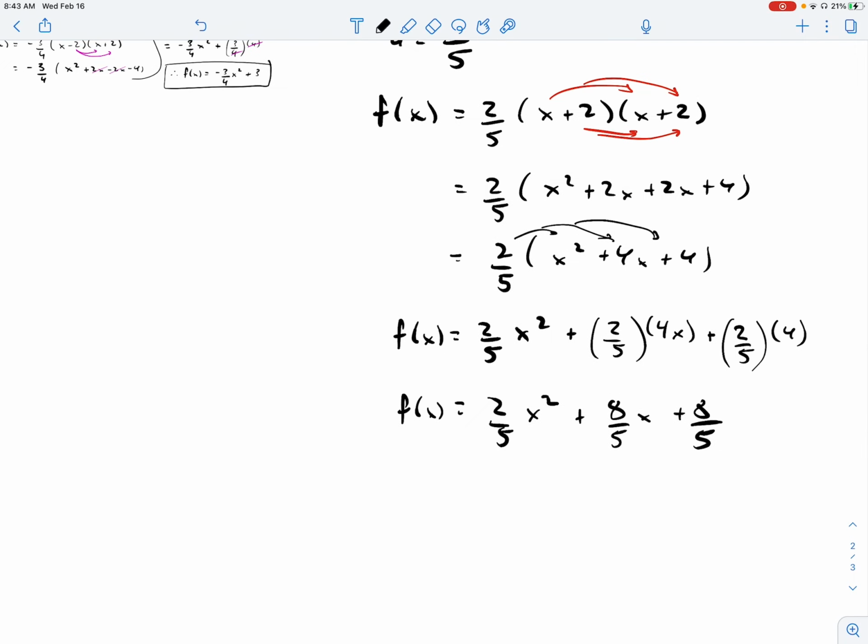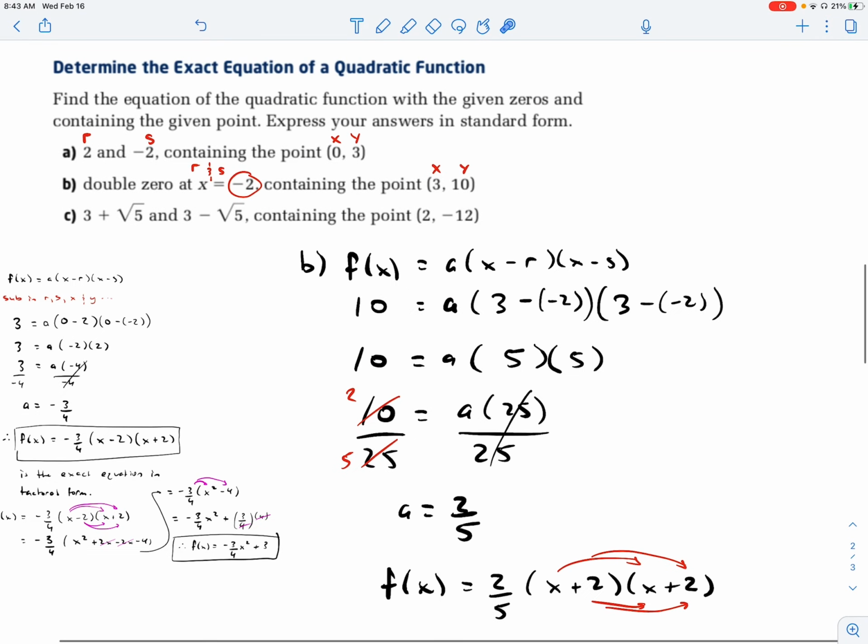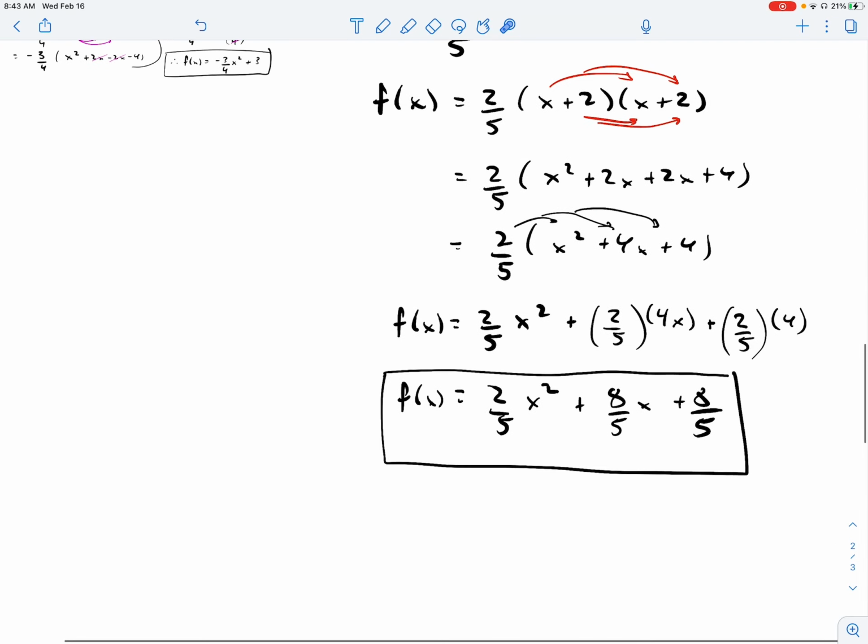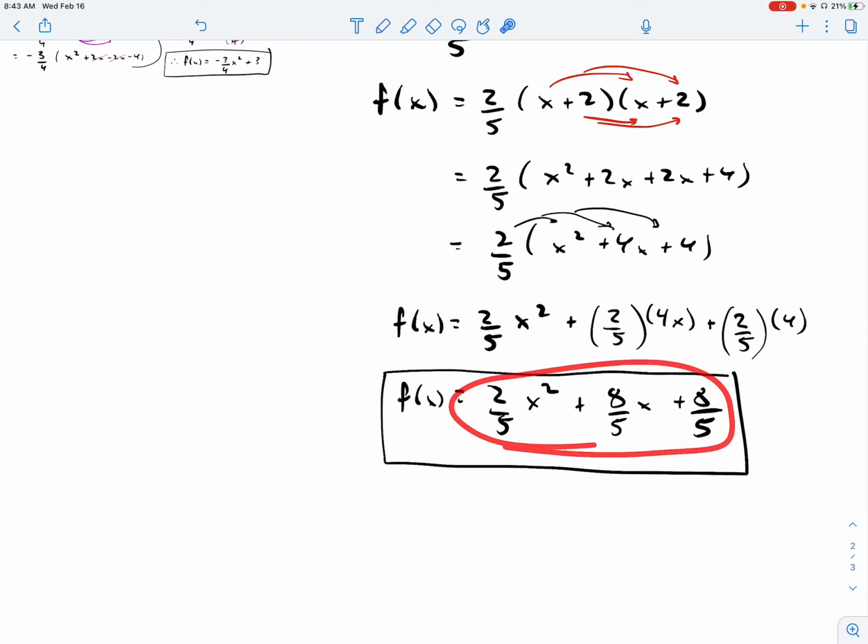And that is our final equation in exact form. This equation satisfies all the criteria. It has a double zero at negative 2, and it contains (3, 10). If you were to put negative 2 in for x, this will all work out to 0. And if you also were to put 3 in for x, you should get 10, because it contains the point (3, 10).